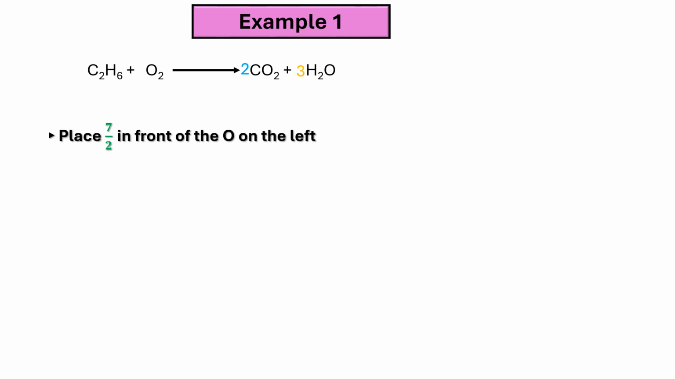Now let's try to use a fraction to balance the equation, but we are not allowed to use fractions in the final answer. So we place 7/2 in front of oxygen on the reactant side. We're only doing that temporarily. Why? Because we can see that if we cross out the 2, we'd have 7 oxygen on the reactant side, just like we have 7 oxygen on the product side. But we are not allowed to do that.